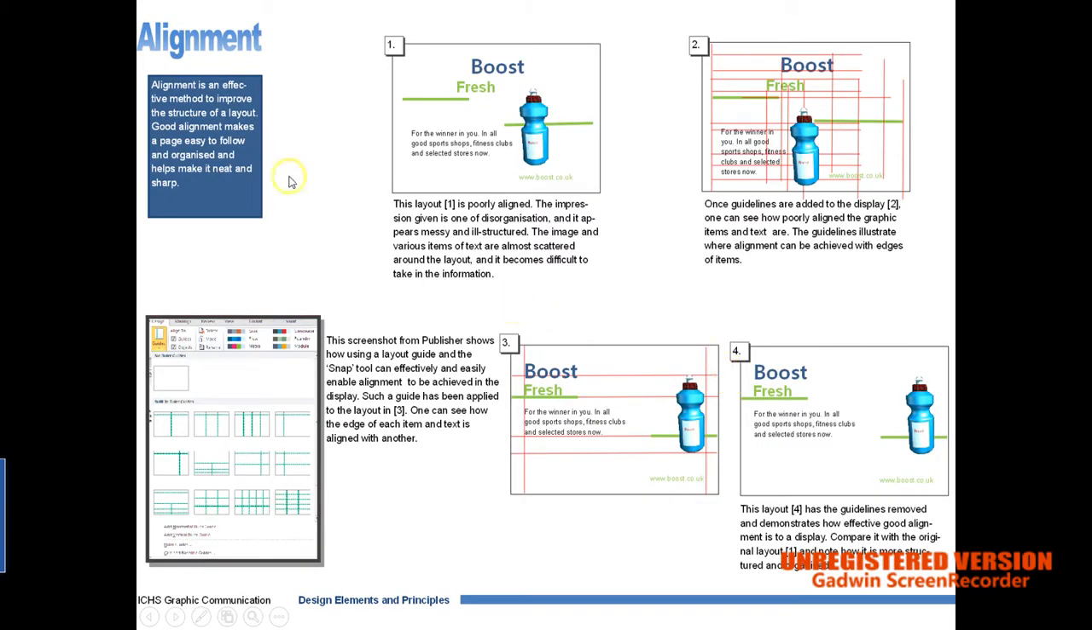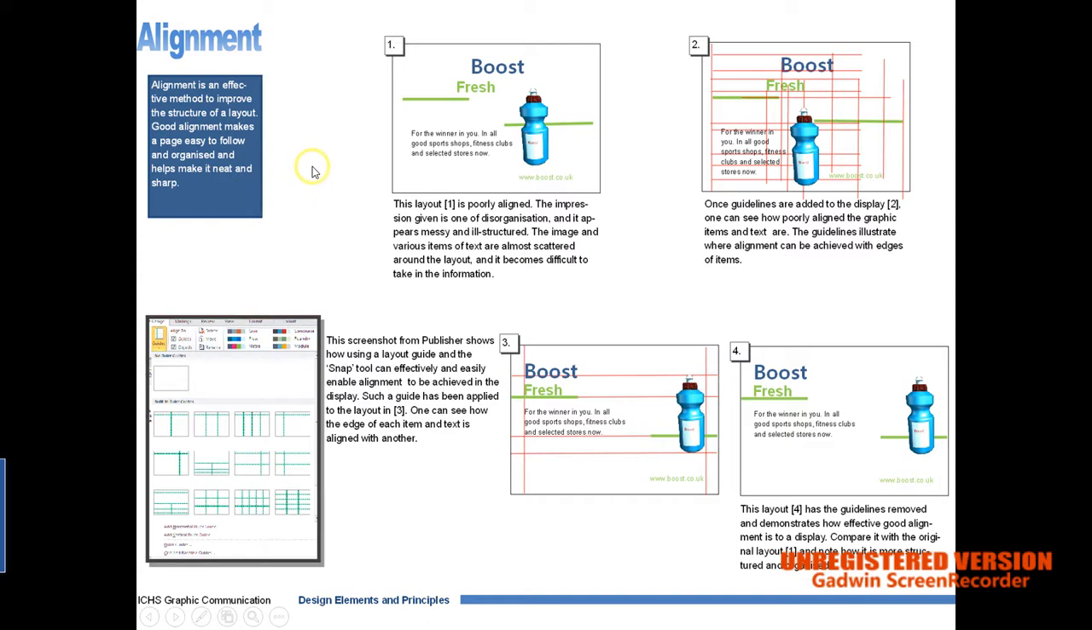Okay, if we move to the next one, here's my little blue boxes telling us alignment is an effective method to improve the structure of the layout. So a good alignment makes a page easy to follow, makes it neat and sharp. So remember what I'm telling you about alignment, because that can be an advantage of alignment. What does it actually do to a page?